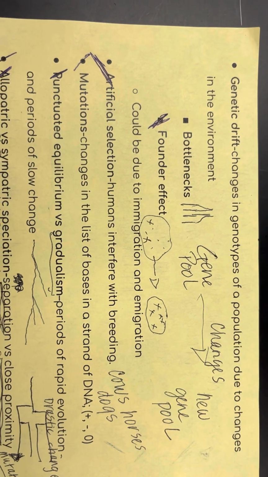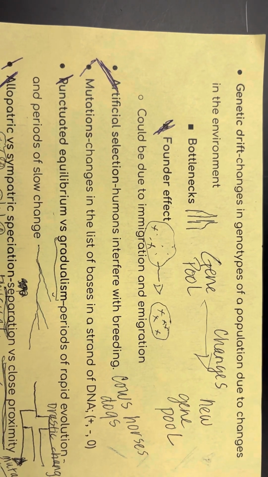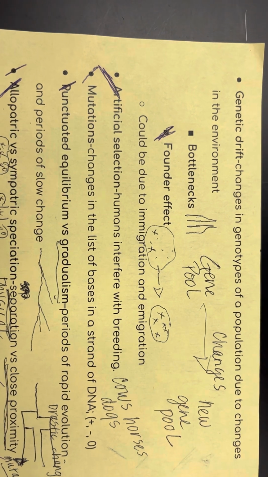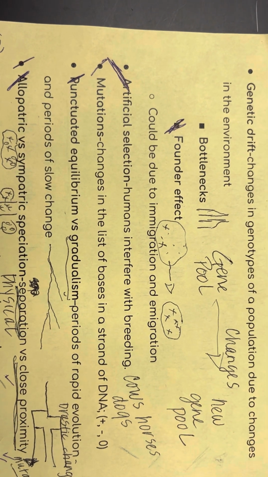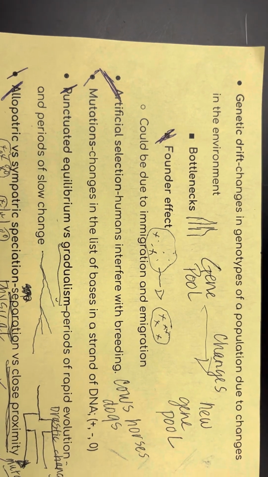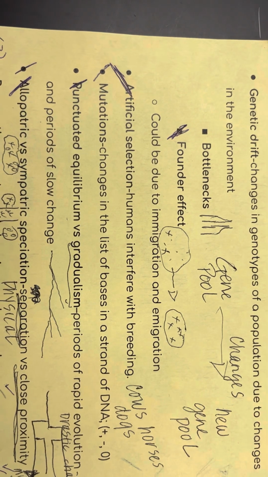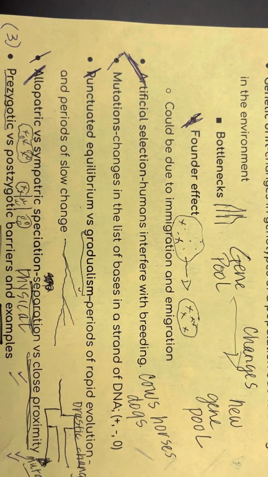Founder effect, you could have a large area with a certain percentage of individuals, and some of them move to another area, and now those percentages are changed. So genetic drift can also be caused by immigration and emigration, so moving in and out.